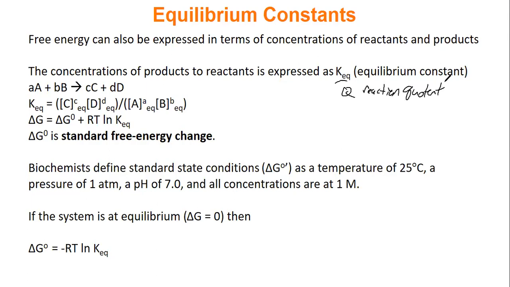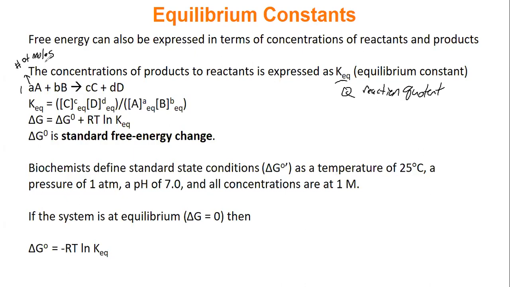So it's called KEQ if at equilibrium, Q if it's not at equilibrium. So let's look at our very simple reaction. These smaller letters are numbers of moles, and the big letters are fake compounds. So A plus B makes C plus D.